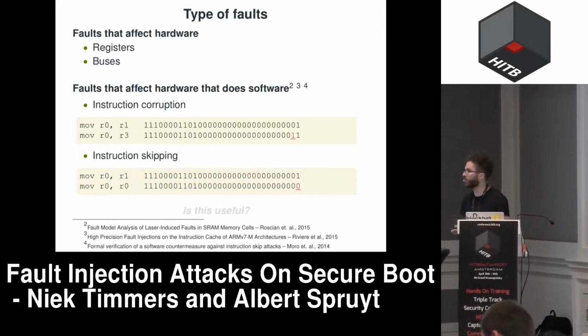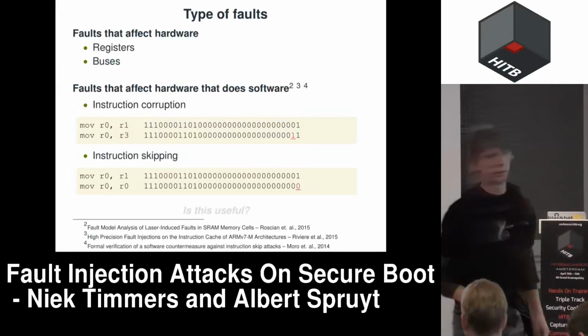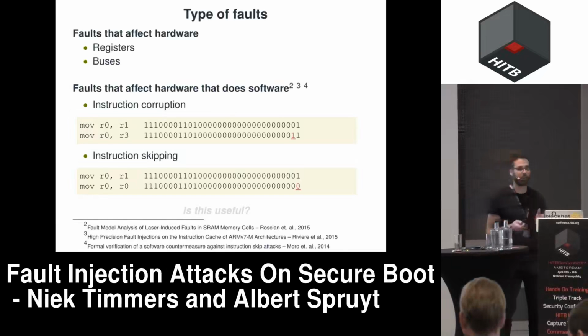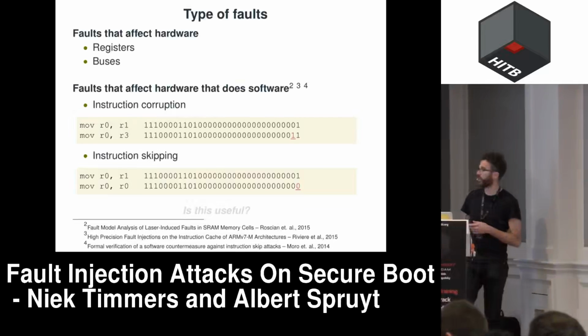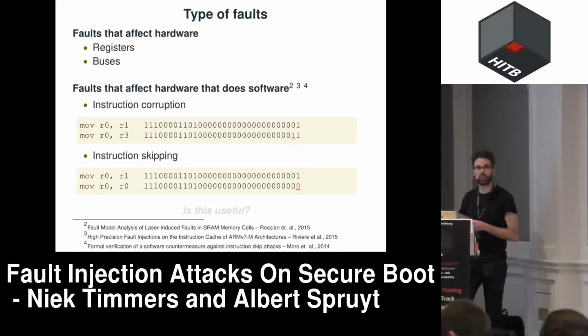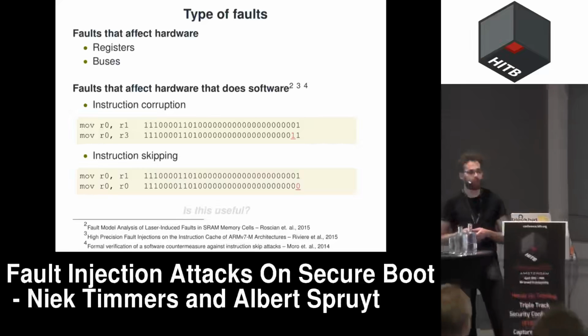In similar fashion, there is instruction skipping, which means that the original instruction is changed into a variant that has no side effect on the continuation of the target, other than not executing the original instruction. For example, what we see here is that the contents of R1 originally went into R0, but the corrupted instruction moves the contents of R0 into R0.